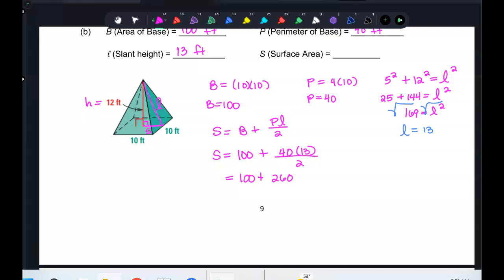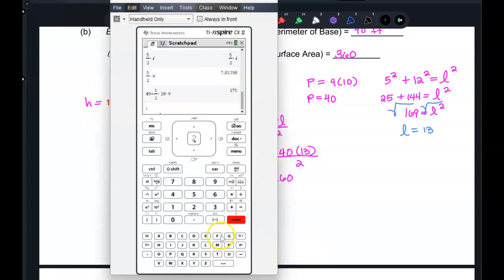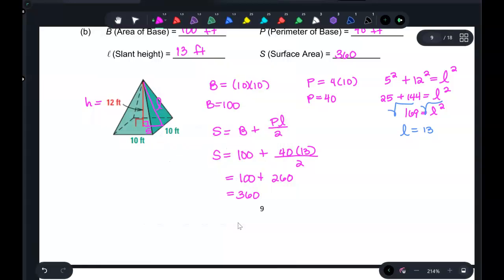Did you guys get that? Those of you that were working it out. Wait, what did you get? Here, let me double check. Times 13 divided by 2. 260 plus 100. 360. Oh. Yeah, we're going to do cone.